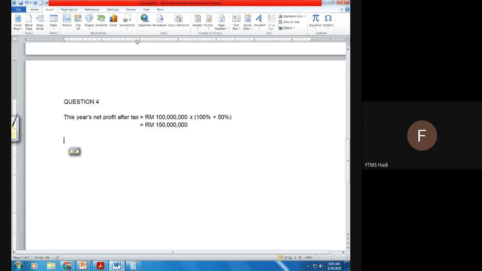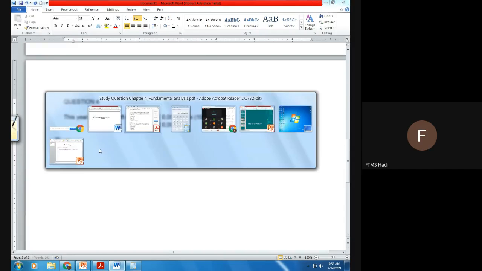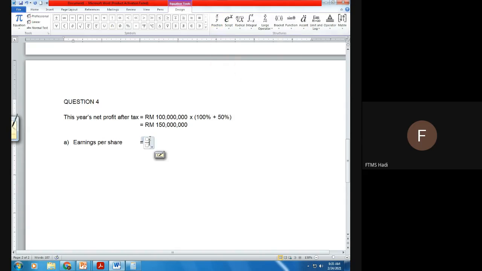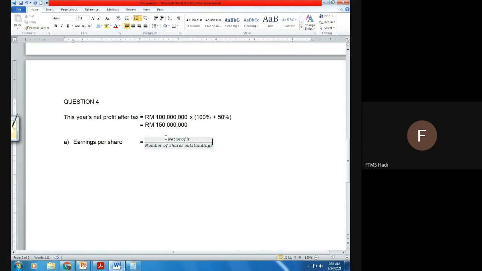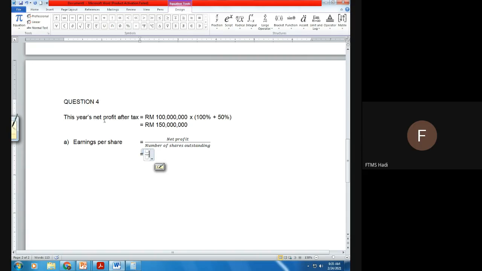So, question A, let me demo to you on how to do this. Question A. Earnings per share. Alright, always use this one if there is a net profit. Earnings per share, the formula is net profit divided by number of shares outstanding. You kena guna, you have to use the one that you just calculated. You see net profit kan? The one that you updated just now.